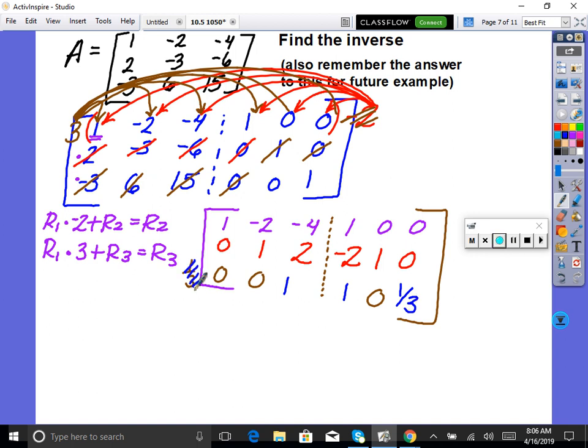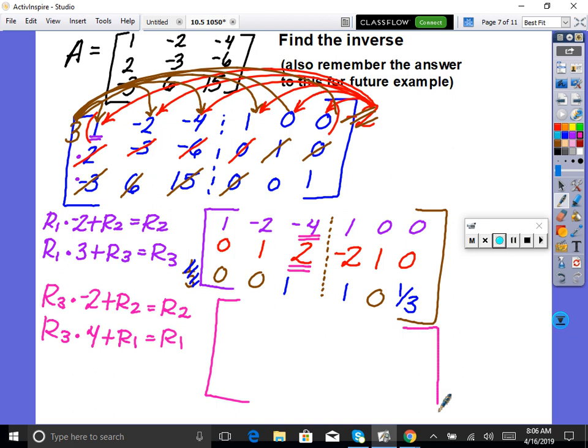Okay, so now we're at the point where we get 0 in this position right here and right here, isn't it? So let's hit 2 birds with 1 stone. Look for the 1. Isn't the 1 always what you're going to use? So we're going to take row 3, times it by negative 2, add it to row 2, equaling new row 2. Let's also take row 3, times it by 4, add it to row 1, equaling new row 1.